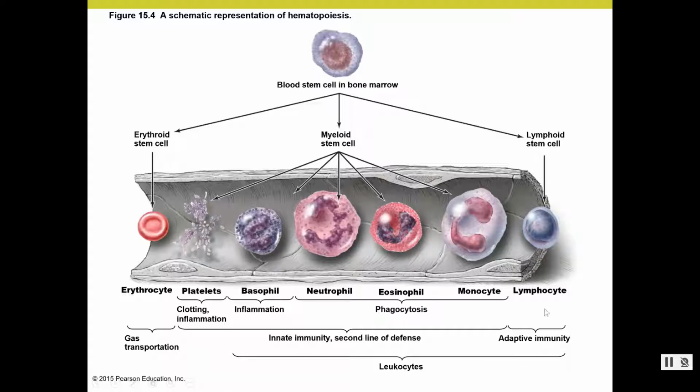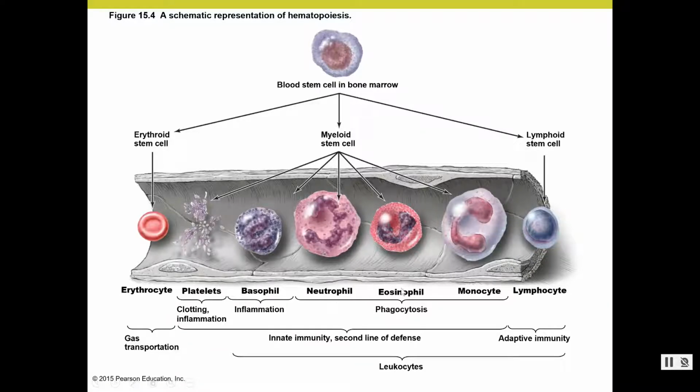Lymphocytes are going to be involved in adaptive immunity. Those are going to differentiate into our T cells and B cells. All of these others are the ones we're talking about now. These are involved in our innate immunity, and these white blood cells help to protect us non-specifically. Many of them are capable of phagocytosis, so we're going to also talk about phagocytosis.